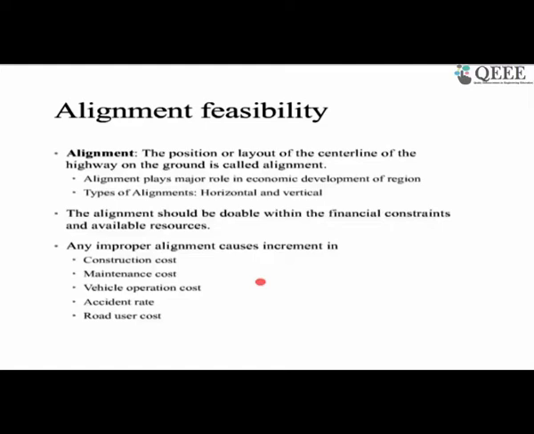The upfront cost which you see is the construction cost, and most of the time the decisions are made based on this upfront cost. However, there are long-term costs. Long-term cost means after it is constructed, we need to maintain it, and the vehicles need to operate on it, and there is operation cost. If we design or choose a poor alignment, that can lead to frequent accidents, and it can increase the accident rate, the cost, and the road user cost as well.